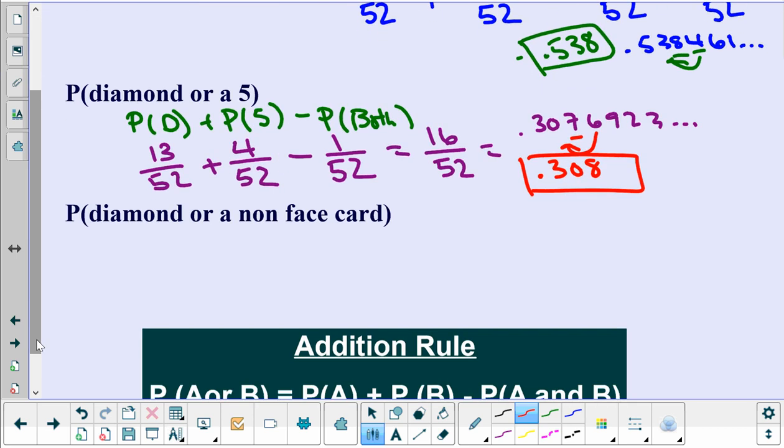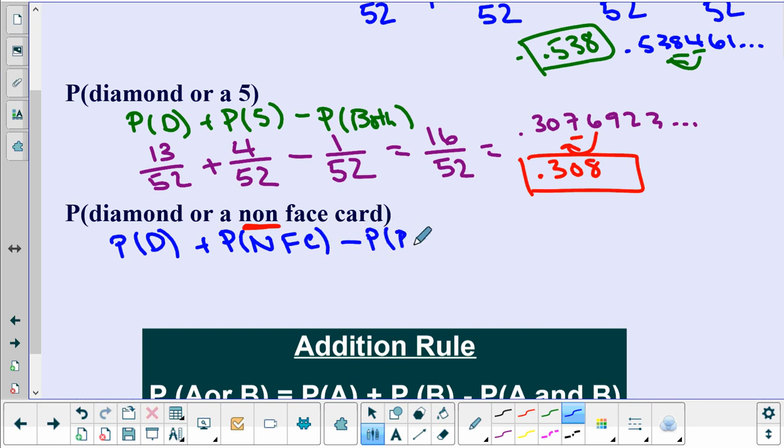All right, next one, diamond or a non-face card. Ooh, that's a tricky one. Diamond or a non-face card. Don't forget to take into account that non in front of there. So probability of diamond plus probability of non-face card minus the probability of both.